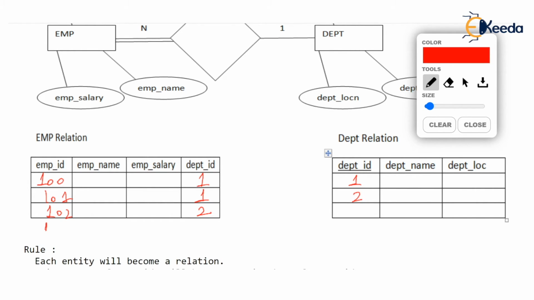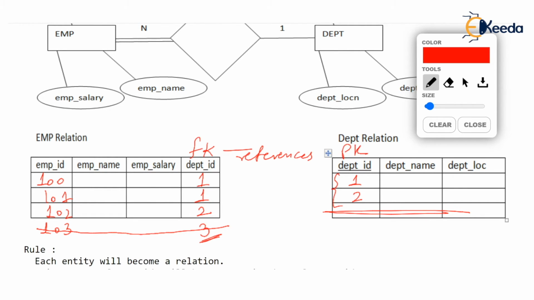And suddenly I insert a row saying there is an employee 103 who works for department number 3, and there is no such department. Only 2 departments exist. Then isn't this row wrong? How can you have an employee in an invisible department? So this department ID is a foreign key which references the primary key of the department relation.